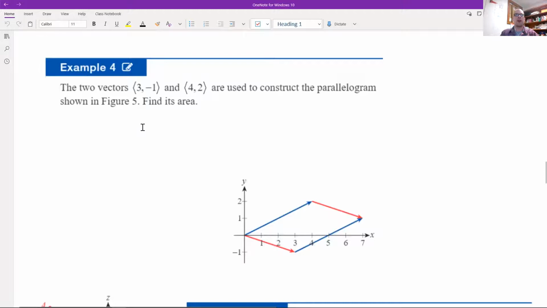Continuing on. Example number 4. These two vectors are used to construct a parallelogram shown in this figure. Find its area. Since we've already talked about taking a 2x2 determinant, this example's kind of trivial. To find the area of this, we can treat these as column vectors and put them in as entries of a matrix, and then take the determinant of said matrix, so that we would have 6 minus -4, or 6 plus 4, and the area is 10 here.